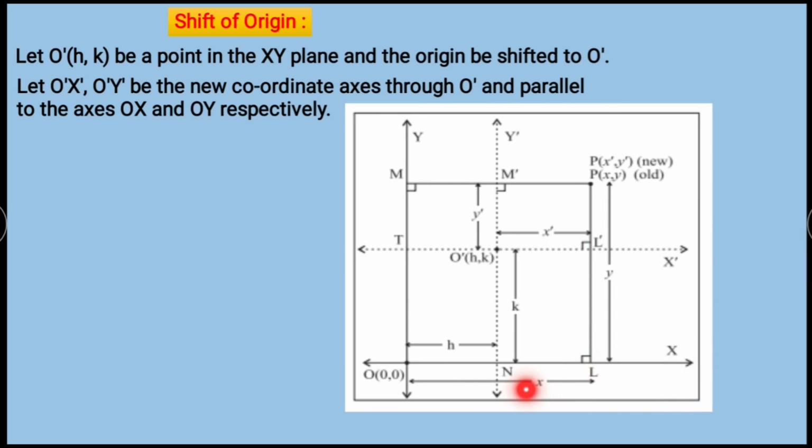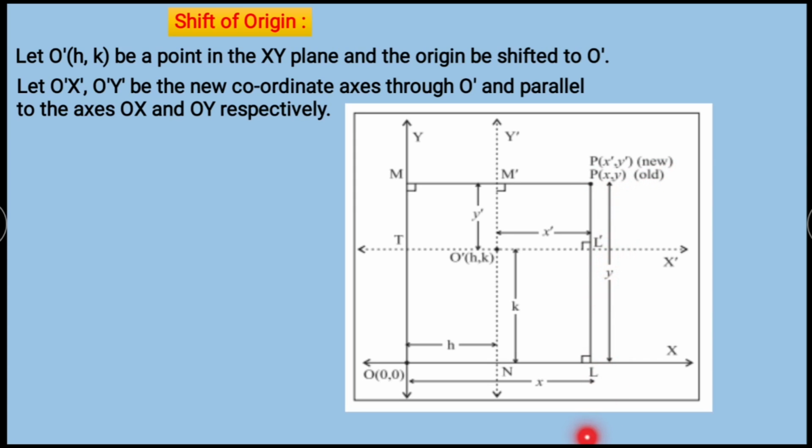So see the diagram here. Here we consider this coordinate system. Here the origin is at O, so the coordinate of this O is (0, 0). Now we shift the origin to the point O dash of (h, k). So the point having coordinate P of (x, y) changes to coordinate P of (x dash, y dash). So we call P of (x, y) the old coordinate and P of (x dash, y dash) the new coordinate.